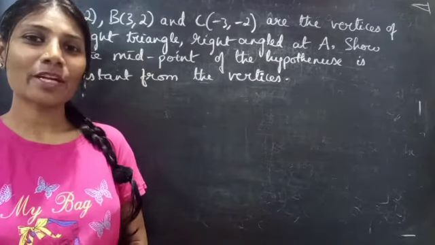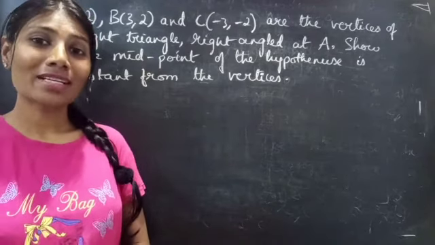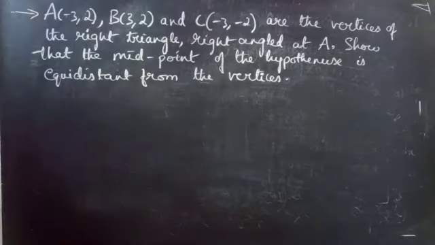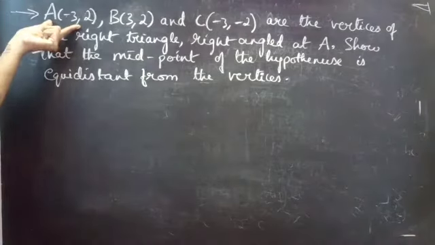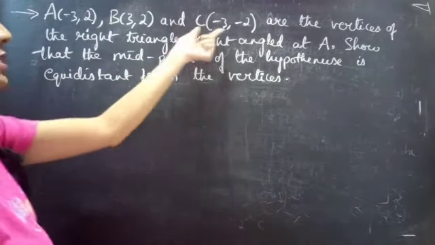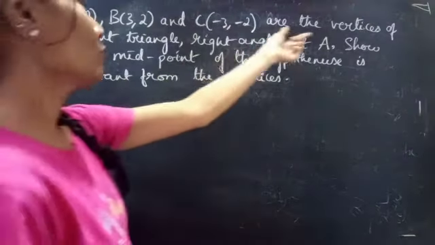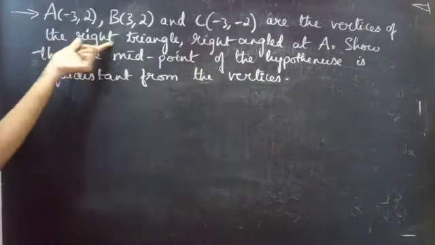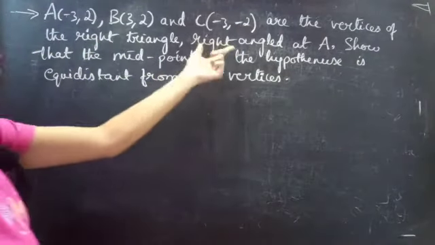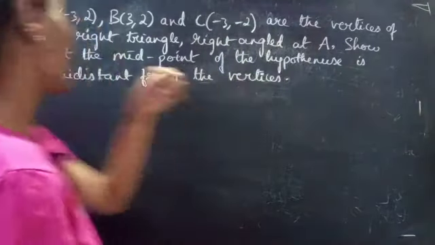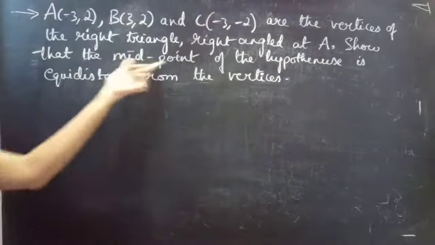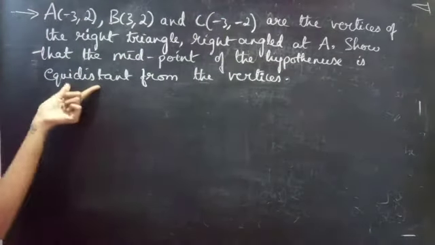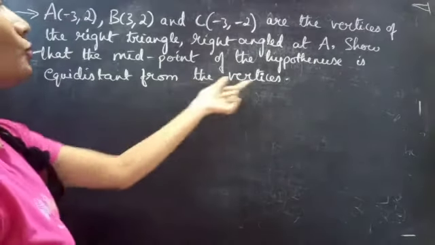So in this video we are going to see a problem from coordinate geometry. Problem: A(-3, 2), B(3, 2) and C(-3, -2) are the vertices of the right triangle, right angled at A. Show that the midpoint of the hypotenuse is equidistant from the vertices.